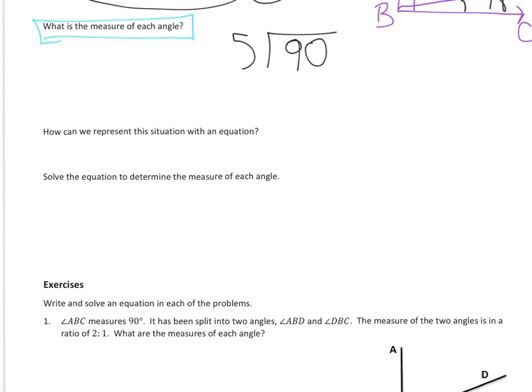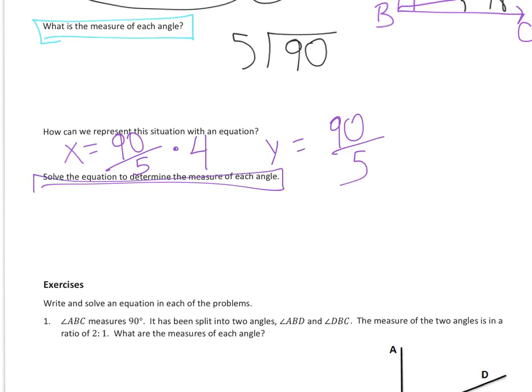So if we wanted to represent this situation with an equation, I'll just use x. X equals 90 over 5 multiplied by 4 for the larger angle, and for the smaller one we'll say y equals 90 over 5. All right, go ahead and solve and come see me for a smelly star.